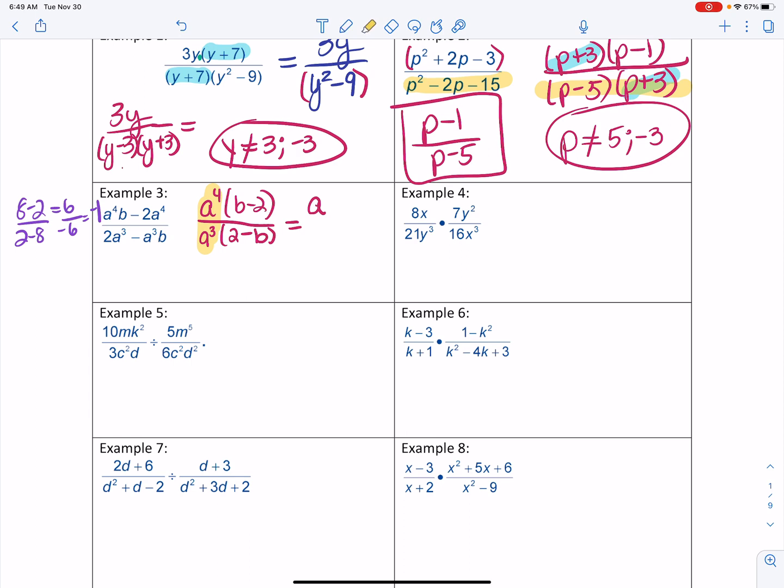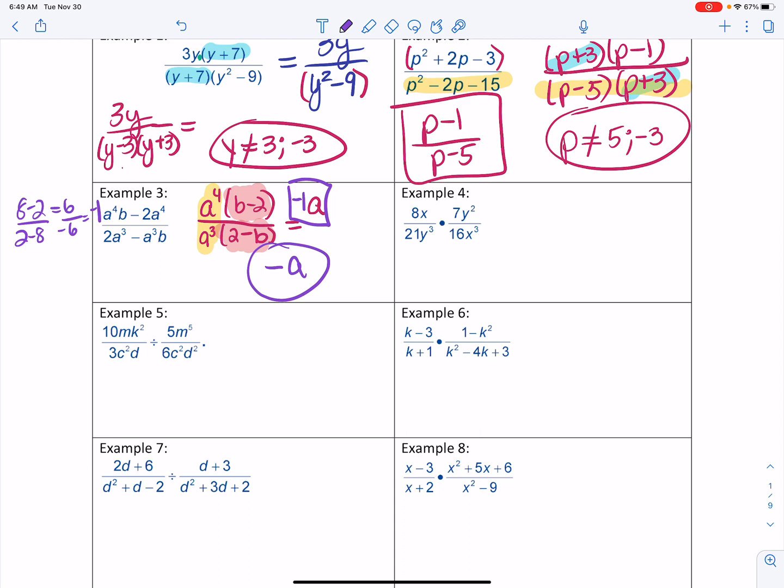So basically, these are not the same, but they're exact opposites, so they cancel to a negative 1. So my answer on this is a negative a, or a negative 1a. Okay? All right, on the next one, you can multiply and then simplify, or simplify and then multiply.